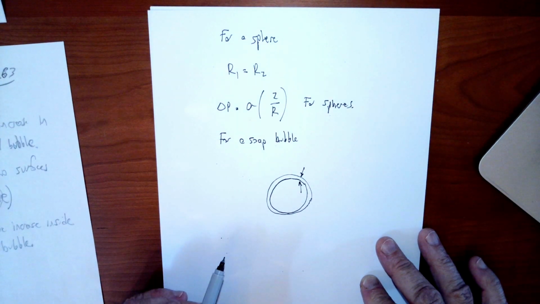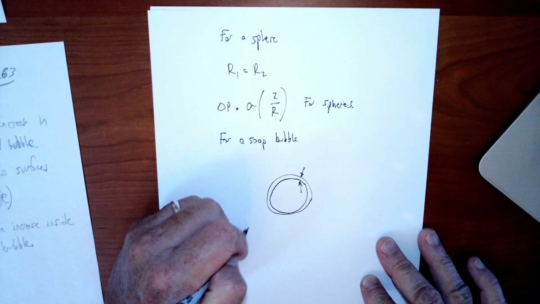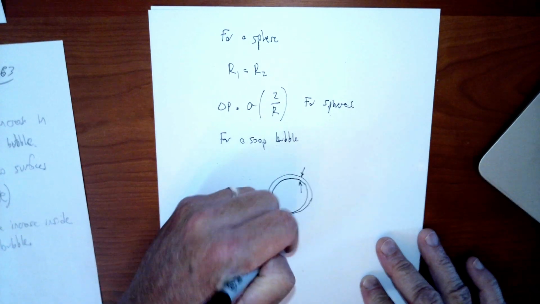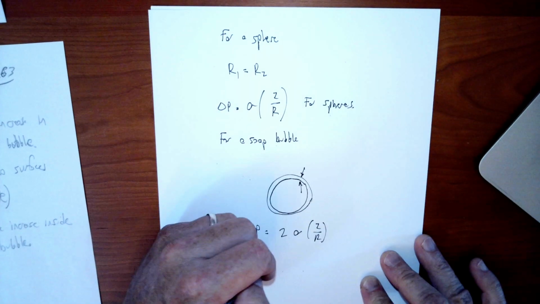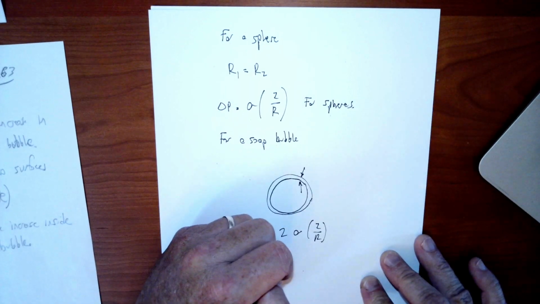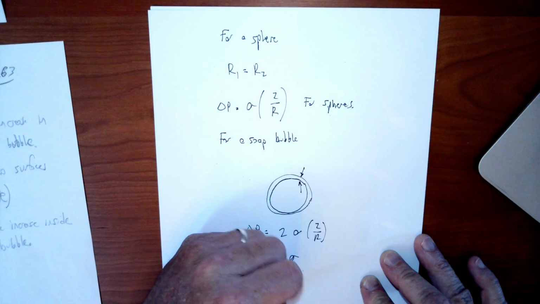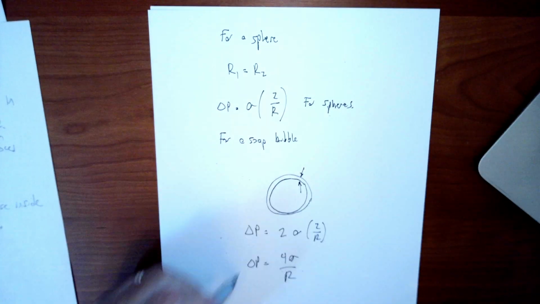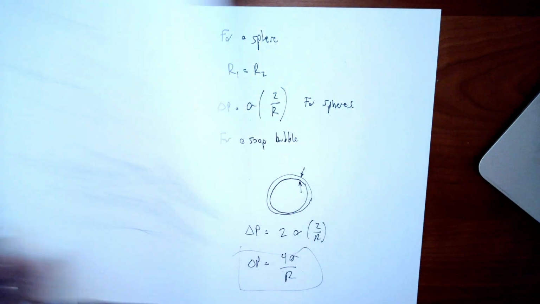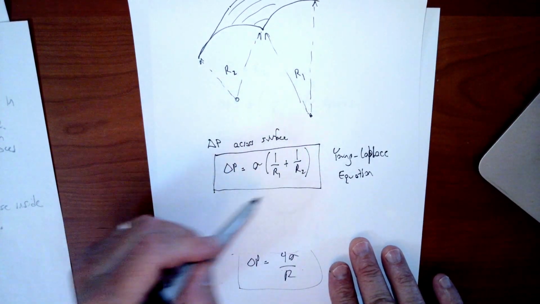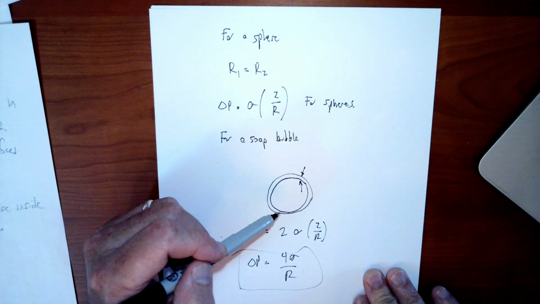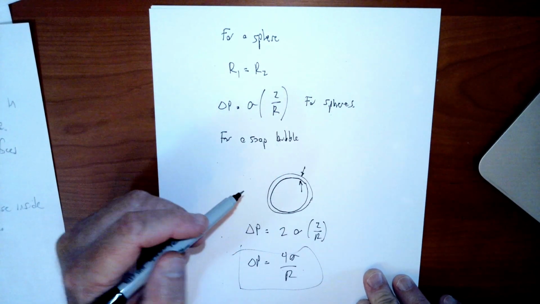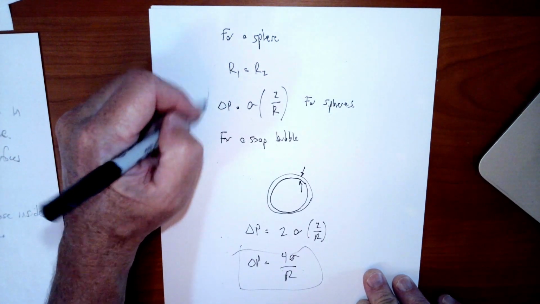So for a soap bubble, delta P is equal to 2 times sigma times 2 over the radius of that soap bubble. So that, of course, would just be delta P equals 4 sigma over R. So in general, you have this formula here, which you can apply to an arbitrary curve. But in many cases, you have spheres, like small bubbles. And if you have small bubbles or even large bubbles, you can simplify that formula to simply be this.